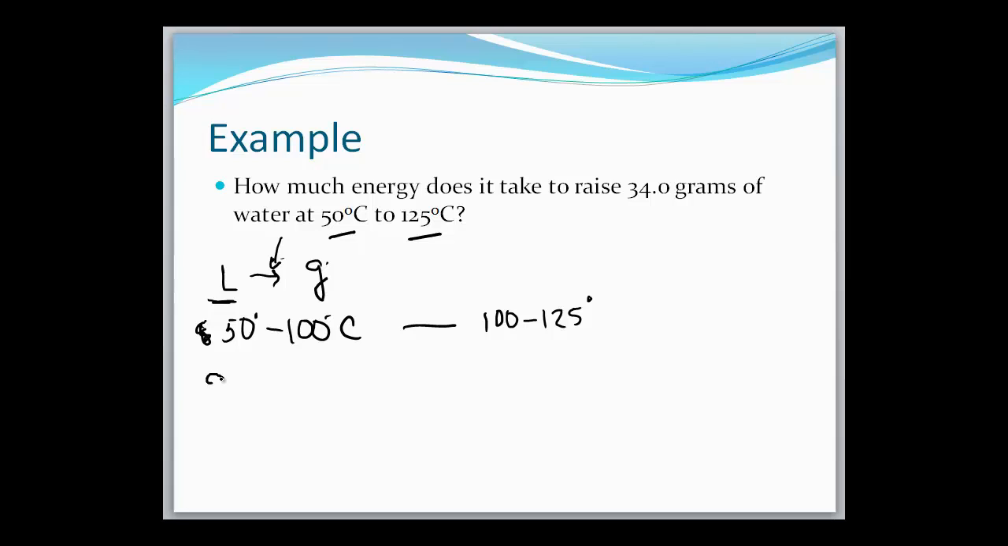So for the first one, we've got Q is equal to 34 grams, 4.18 joules per gram degree Celsius, and we're going up to 100 degrees from 50 degrees, and that's degrees Celsius. So let's do that calculation first. We have 50 times 4.18 times 34, and we get 7,106 joules.